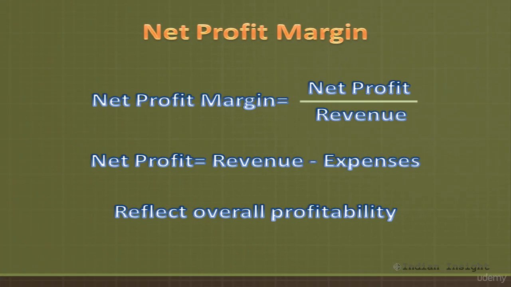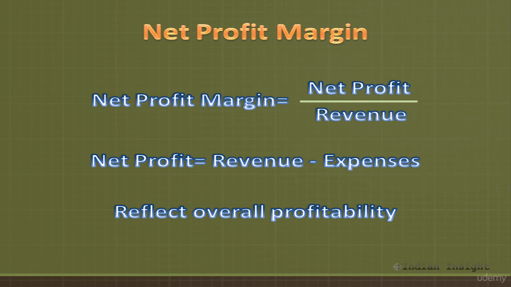The next ratio we'll look at is the net profit margin. This ratio is calculated by dividing net profits by revenue. Net profits are calculated as revenues minus all expenses. This ratio reflects the overall profitability of the company after accounting for all expenses, whether they be recurring expenses or non-recurring expenses.